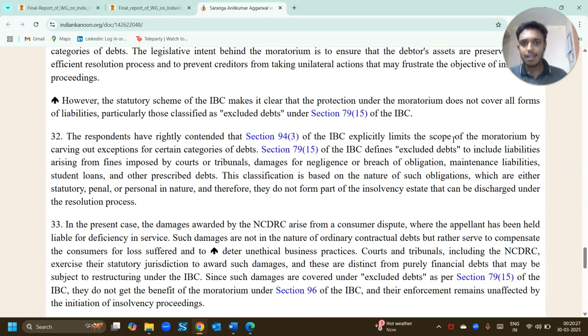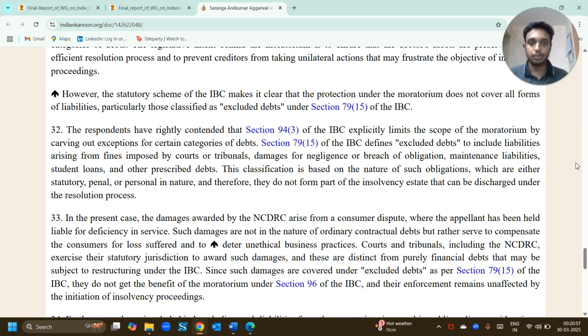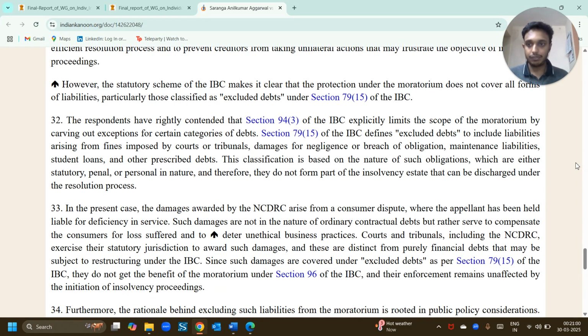And it further goes on to say, however, the statutory scheme of the IBC makes it clear that the protection under the moratorium does not cover all forms of liabilities, particularly those classified as excluded debts under section 79, subsection 15 of the IBC. Therefore, the Supreme Court has held, forget the provision, look at the statutory scheme of the IBC itself, then it makes it very clear that when a debt is said to have been excluded, then there is no reason for you to extend the scope of moratorium to such debts, right? So that is a very logical corollary of the provision and the scheme of the code itself.